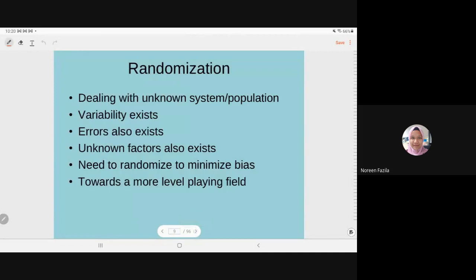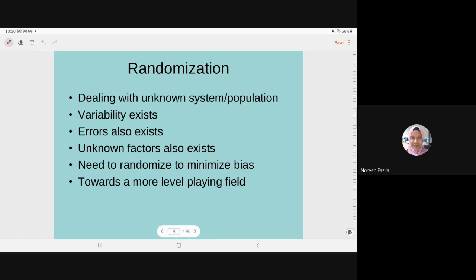And then another component of statistics is randomization. Randomization is very, very important, but usually this is the most commonly left out component of doing experiments. When we do experiments, the purpose of doing experiments, among others, is to generate knowledge. We want to generate new knowledge, new understanding.